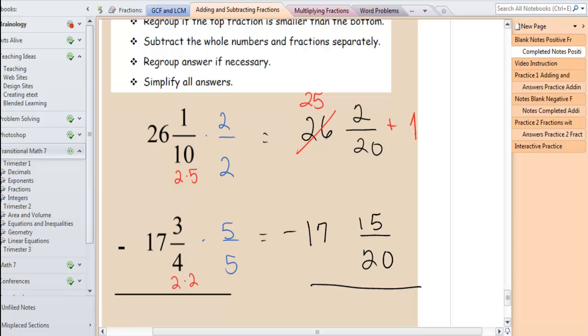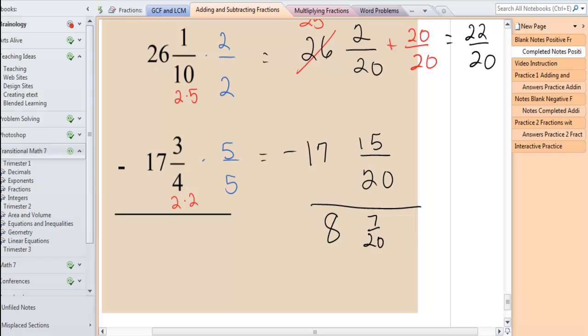And you add that 1 whole to 2 and 2/20. But since we're adding the 1 whole to a fraction, we need to have common denominators, so I'll add it as 20/20. So that's going to give me a new fraction of 22/20. So now I'm subtracting 25 minus 17 and 22/20 minus 15/20, which gives me 8 and 7/20.